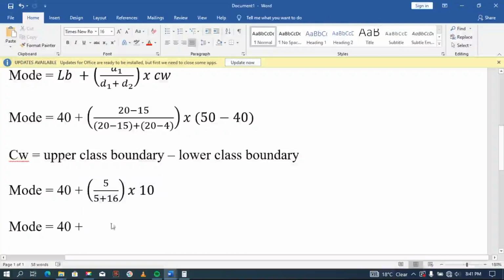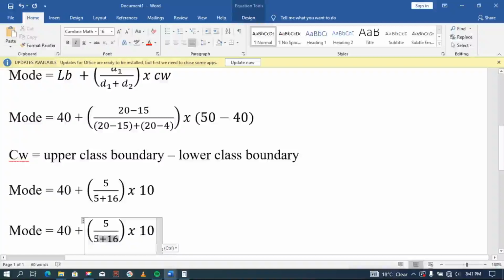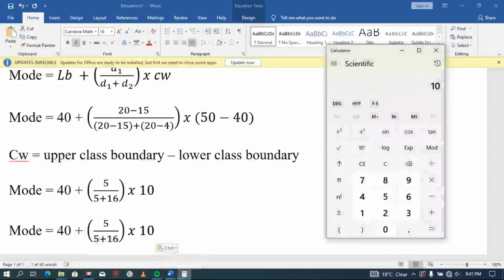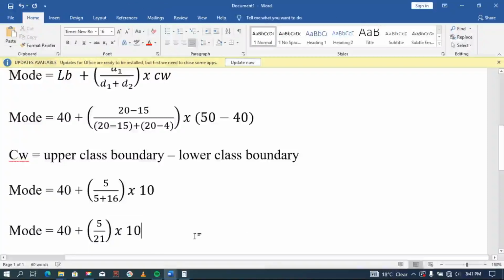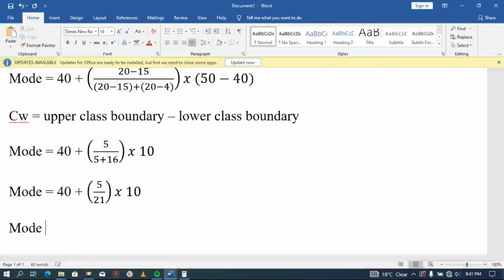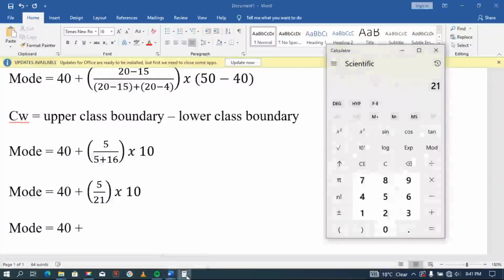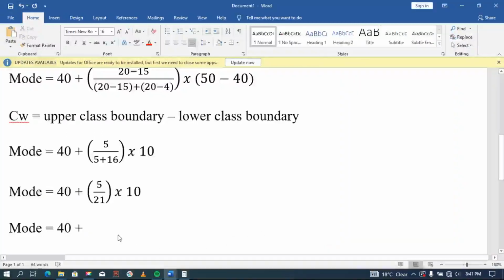So now let's find the summation of the denominator, that is now 5 plus 16 giving us 21. So 5 over 21 times 10. So proceed. So our mode would be 40 plus 5 over 21, that is 5 divided by 21 times 10, we get 2.38.